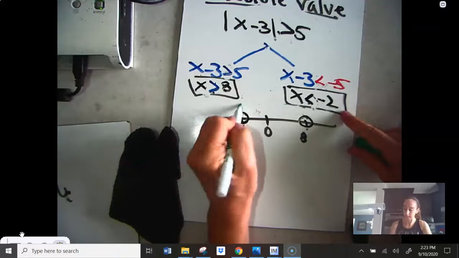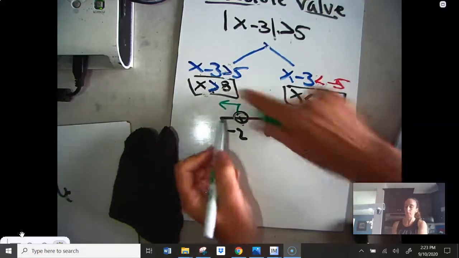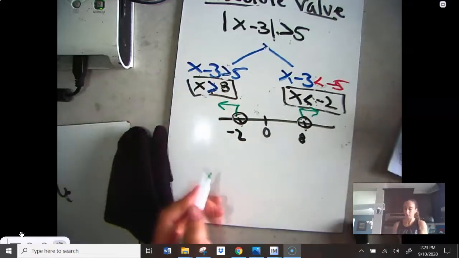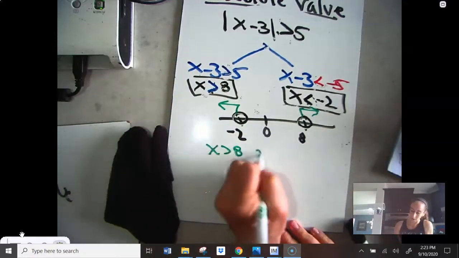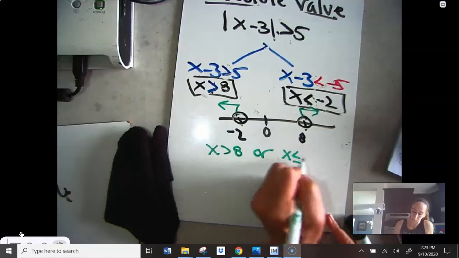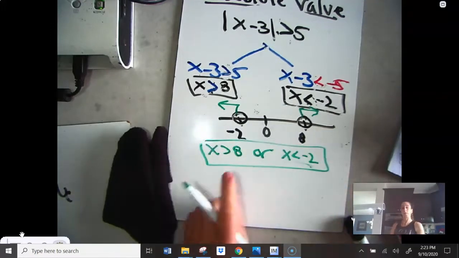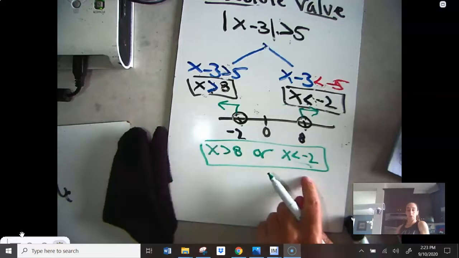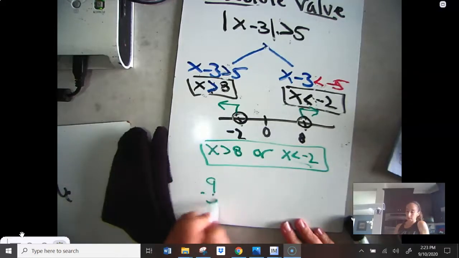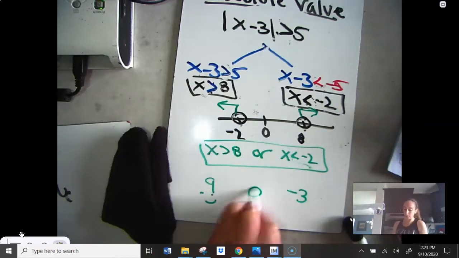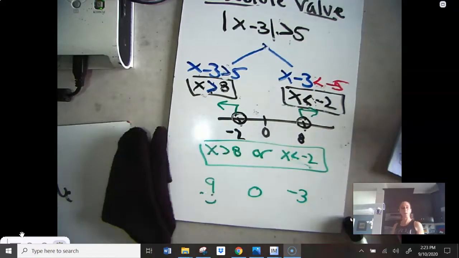X is less than negative 2, greater than 8. So it's either red or blue. So my number's either bigger than 8 or less than negative 2. Could it be 9? Yeah. Could it be negative 3? Yeah, that's less than negative 2. Could it be 0? No, that is not part of the solution.